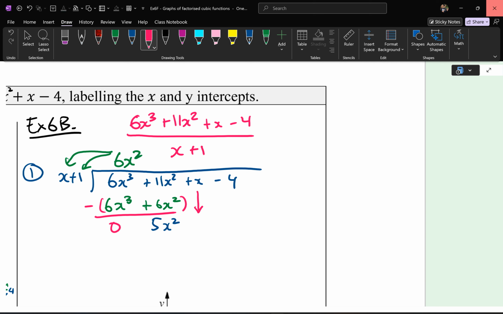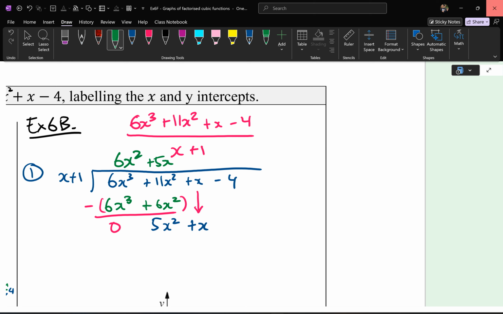Beautiful. Drop down the x. And now you start again. So you say, all right, let's do it again. What number do I put here to multiply to x to get 5x squared? What number should it be? 5x. So here should be plus 5x.